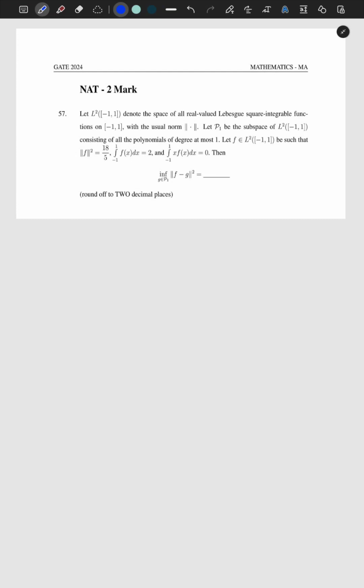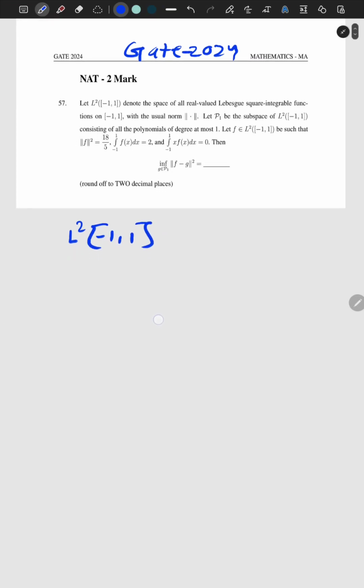Today we solve a very interesting question. This question was asked in GATE 2024 in mathematics, and it is from the functional analysis part, mainly from the inner product space or the Hilbert space. What is given? L2[-1, 1] is a Hilbert space. Hilbert space means a complete inner product space.